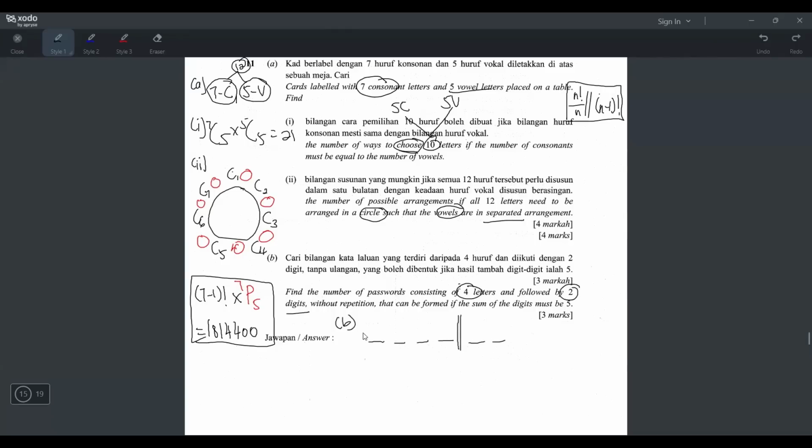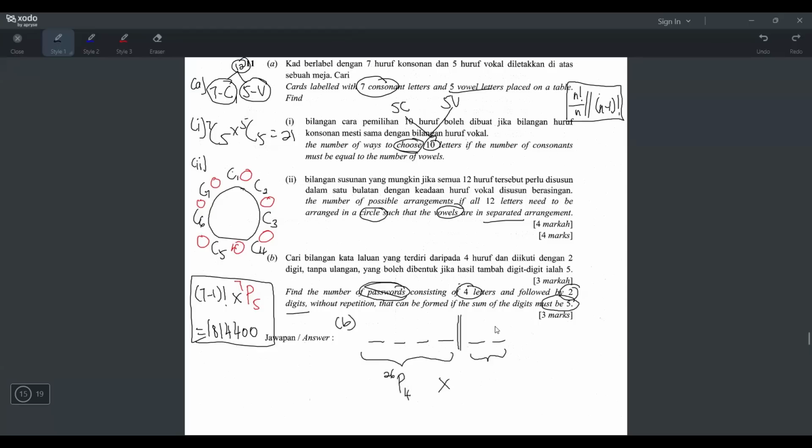Because the first 4 characters are letters, like the alphabet, A, B, C, D, E until Z. And the final 2 are just digits, so it can be like 2, 5, 3, 7, whatever. But there is a condition: the sum of the digits must be 5. Let's talk about the first 4 letters first. From A until Z there are 26 letters, and you choose any 4 to arrange. You have to use permutation, because for a password the order and arrangement is important. You cannot use C, you have to use P.